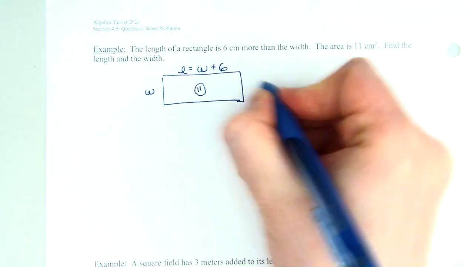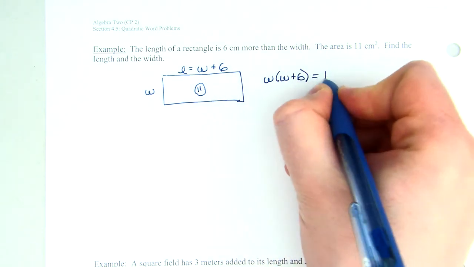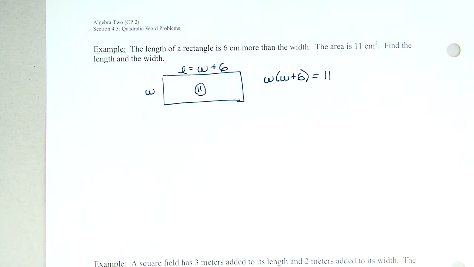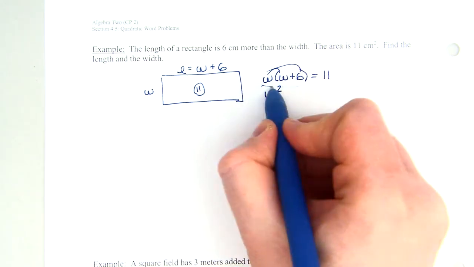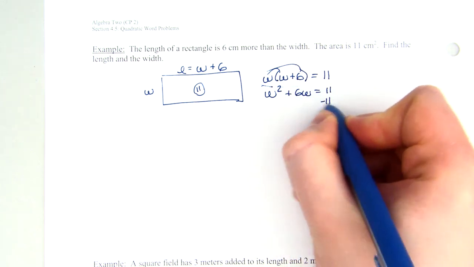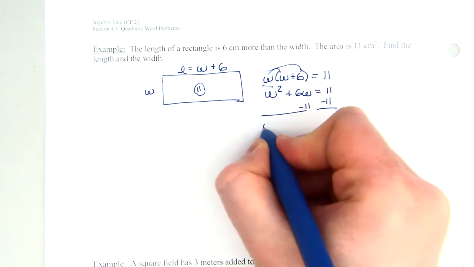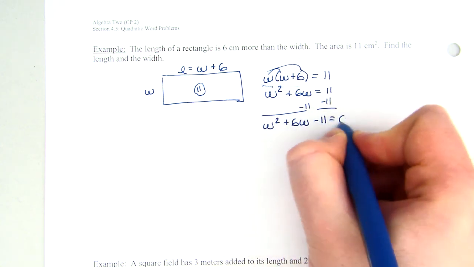So if the area is 11, we're going to get W times W plus 6 equals 11. Distribute. If you sent this in, by the way, that's totally fine, just given what I asked you. Or if you sent in the one already converted to standard form, that's also okay. W squared plus 6W minus 11 equals 0.